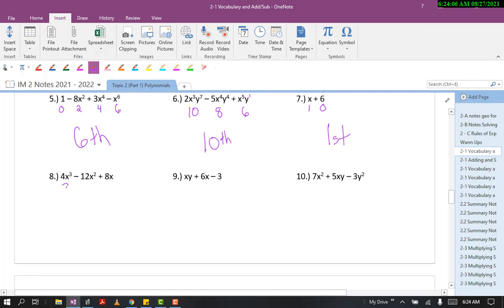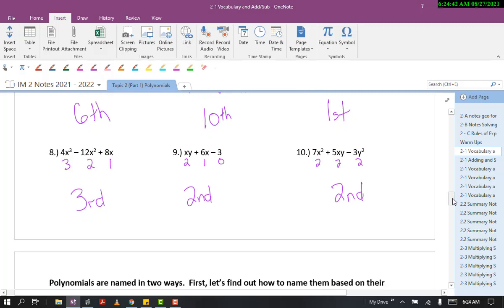Moving along. When they only have one variable, it's pretty easy to see the degree of each term. And then the biggest one, of course, is not the 1/3, because that's not a thing, but the 3rd degree. In number 9, we got 2, 1, and 0 degrees. So it's a 2nd degree polynomial. And then number 10, we have 2, 2, and 2. They're all the same, but they're all the largest number as well. So this is a 2nd degree polynomial.